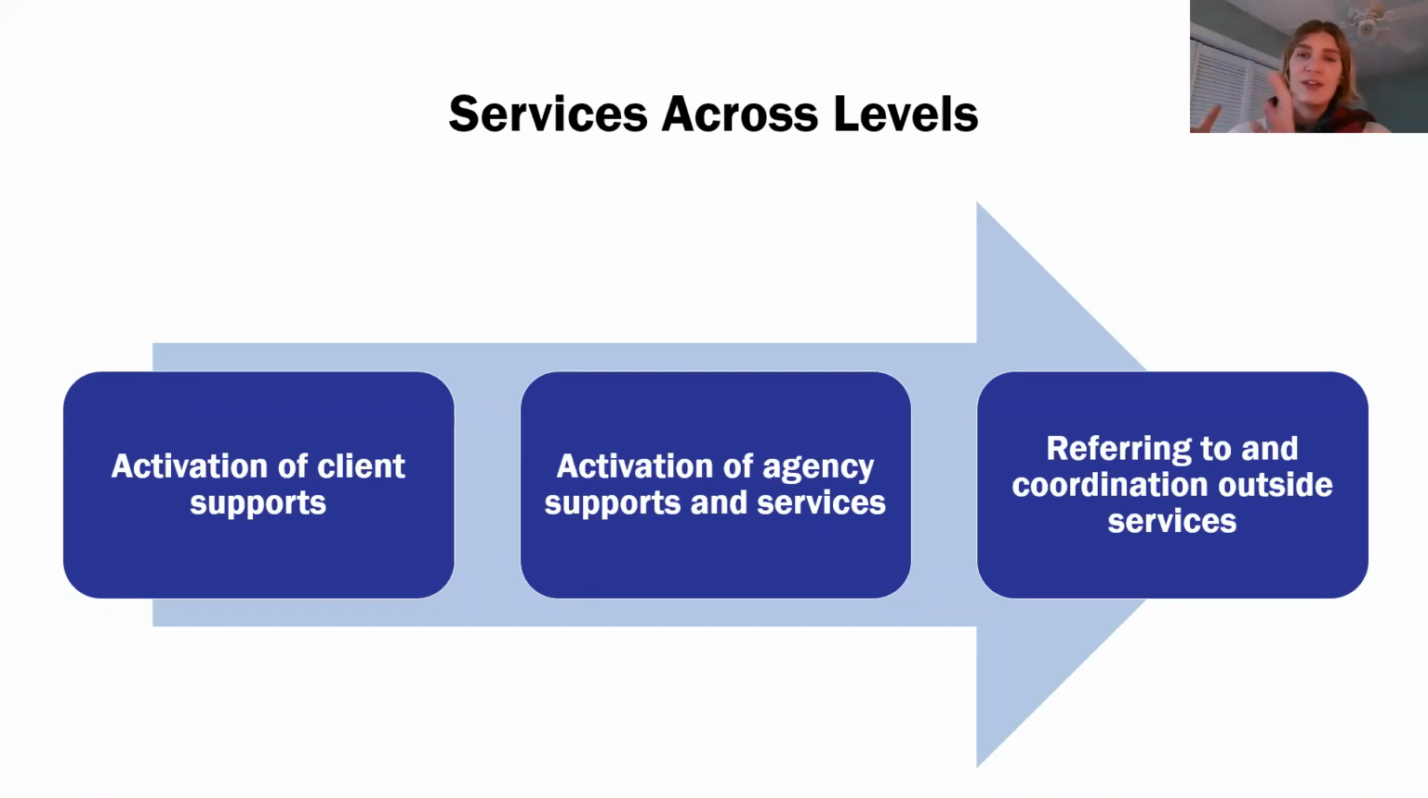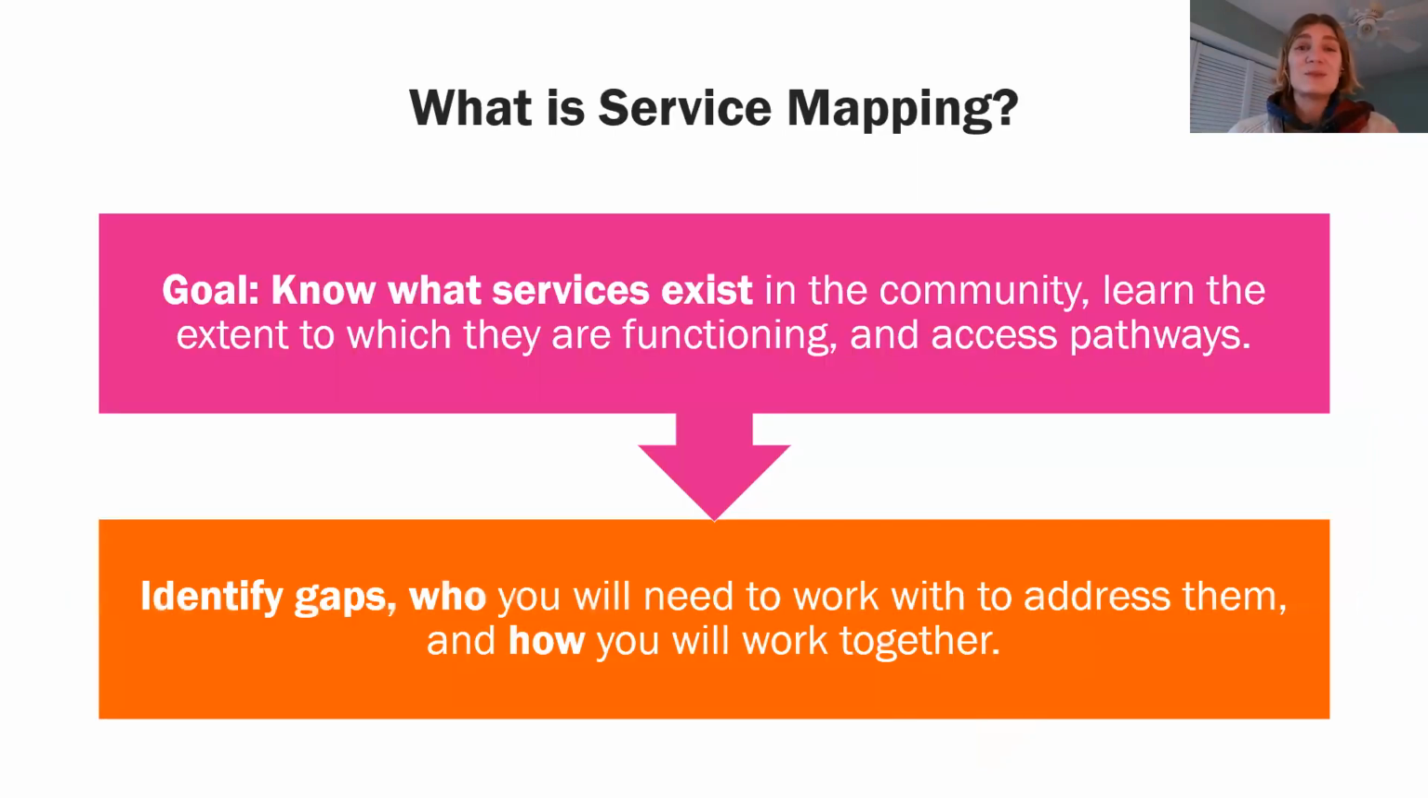This third level over here on the right is really referring to coordinating services that are outside of your agency or organization. This is where other providers come in. In order to do this, we must first understand who in our community provides accessible, quality services. So we're going to talk a little bit about service mapping, because this is where it comes in terms of those services and the referrals.